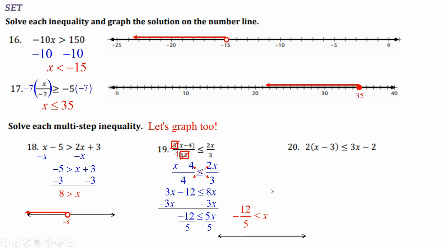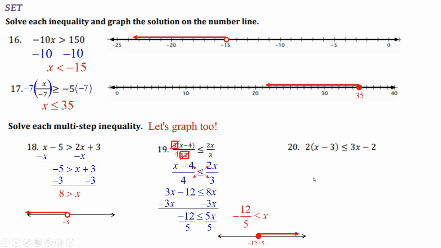And again, notice I read from the variable. So key number, negative 12 fifths. There's an equals there, so I need a solid dot. And x is greater than or equal to that negative 12 fifths, so that would be everything to the right.